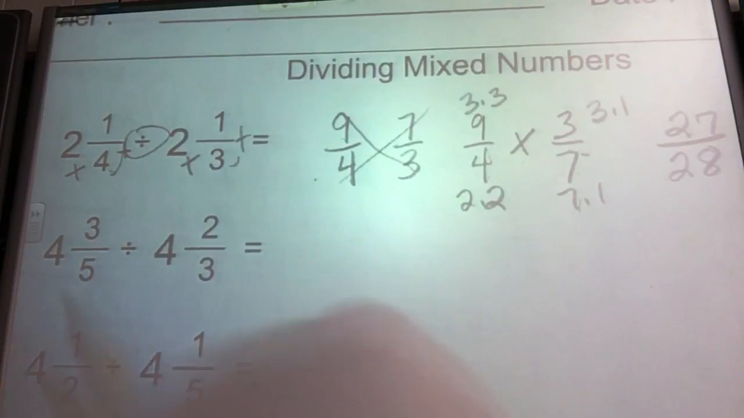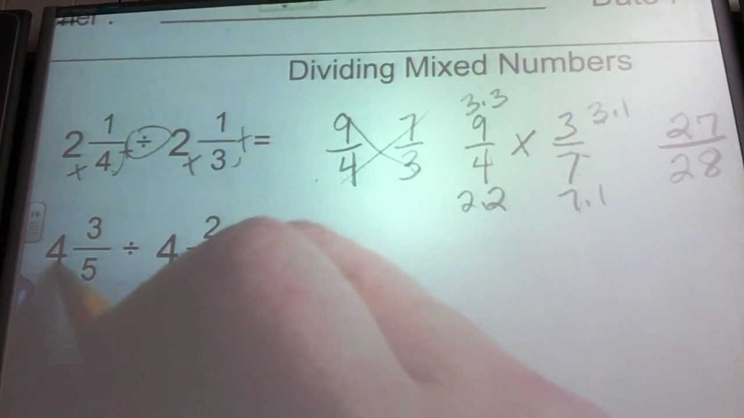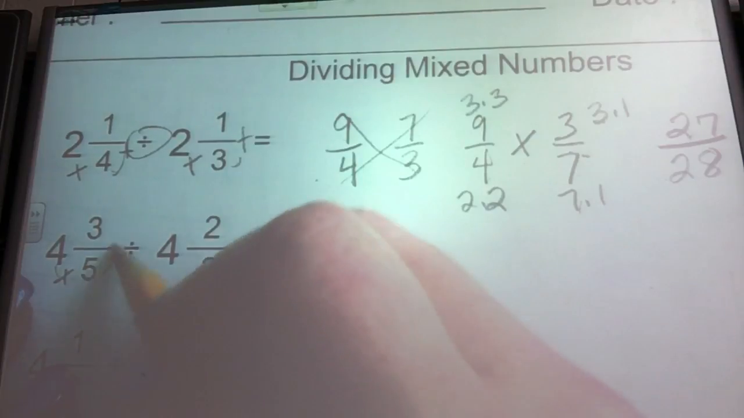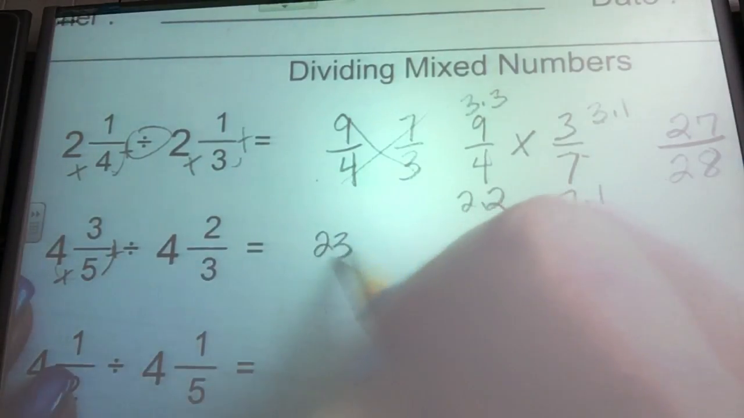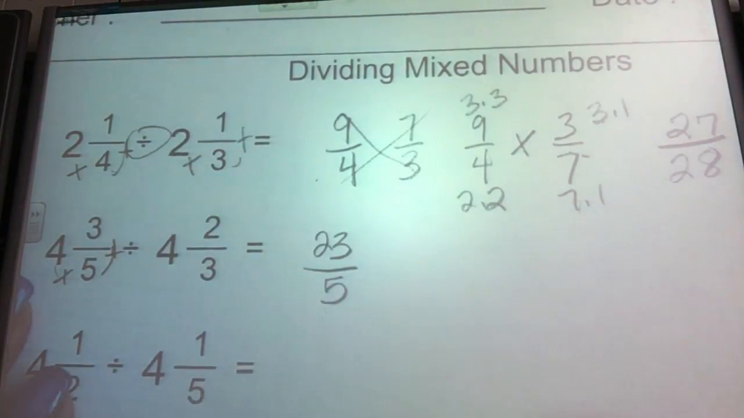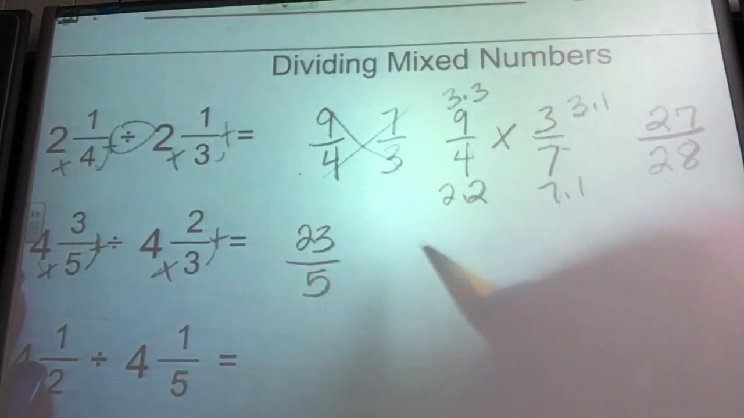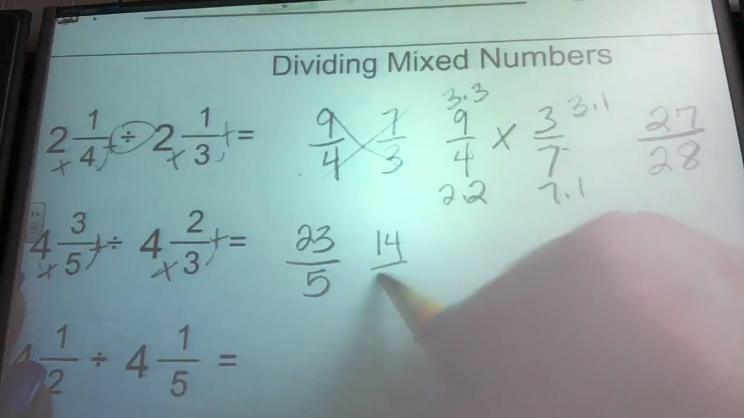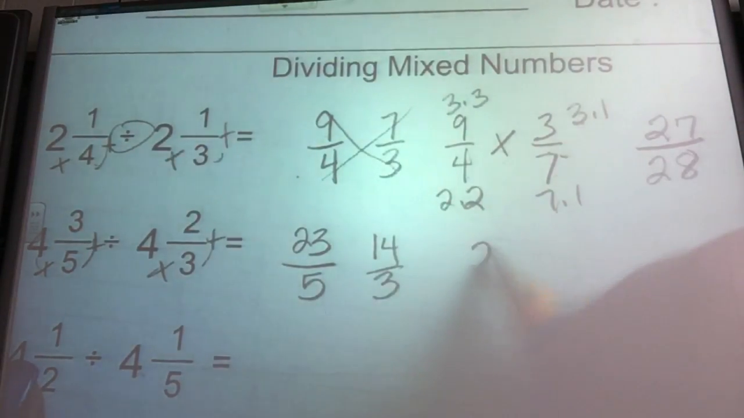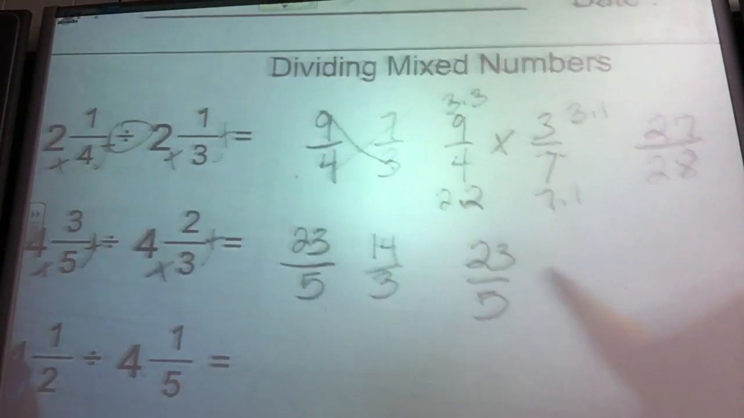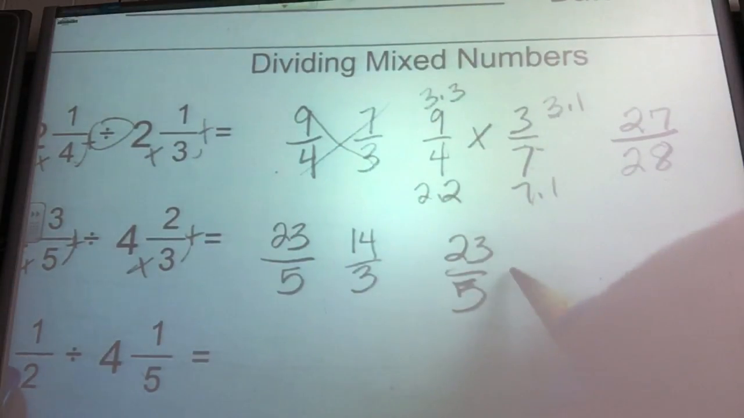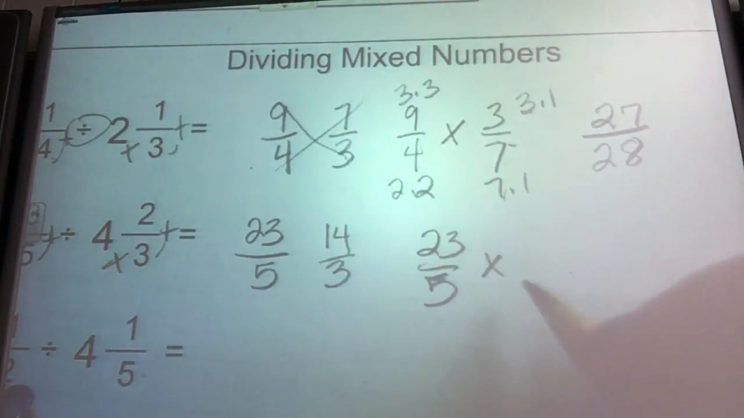Let's try the next one. First, make your improper fractions. 4 times 5 is 20, plus 3 is 23 over 5. 4 times 3 is 12, plus 2 is 14 over 3. Now we're going to keep it, change it, flip it, write the reciprocal.